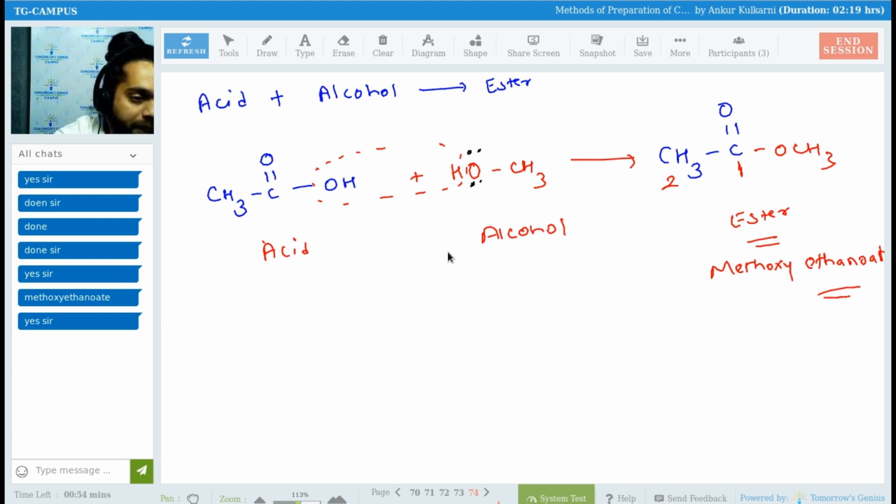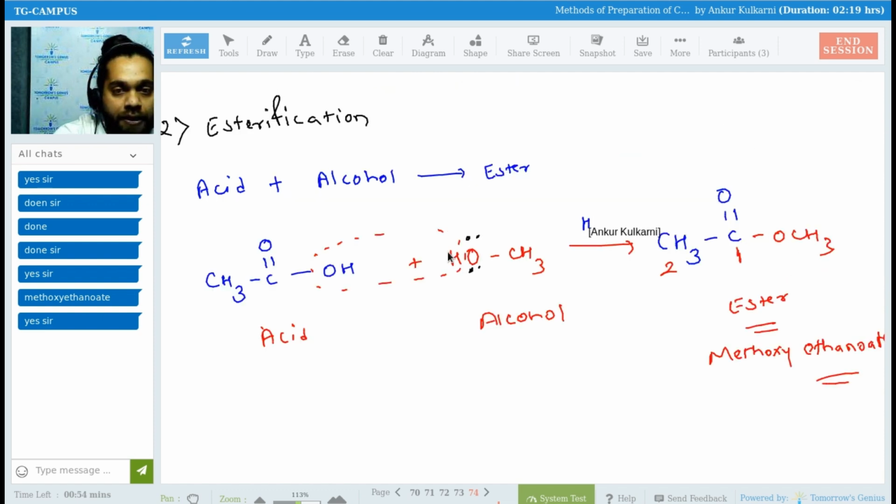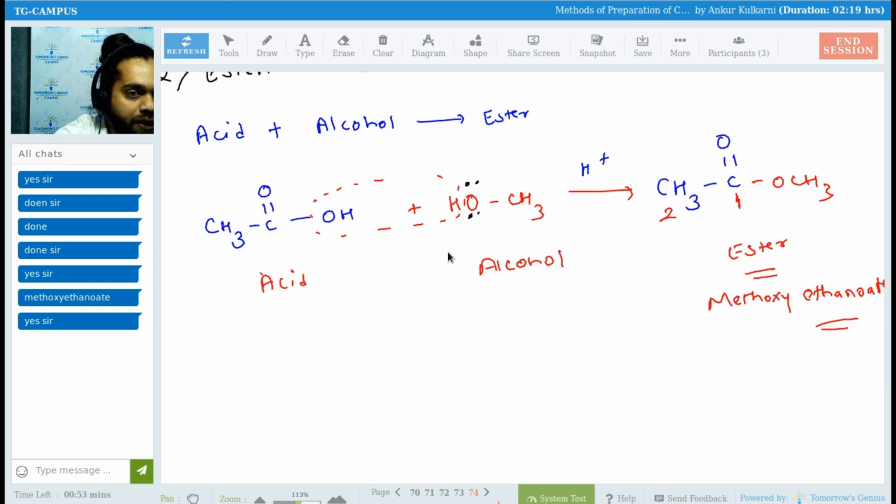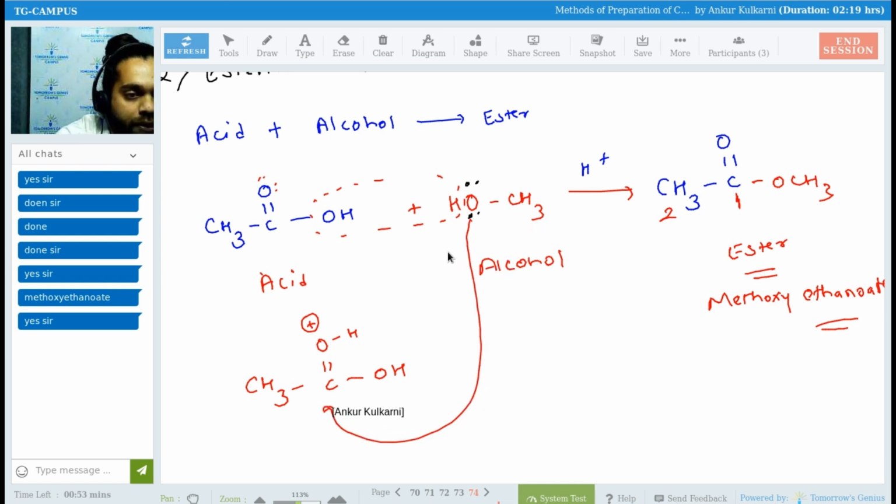And always remember one thing: esterification is done in the presence of acid. So what happens over here, Sasidharan? Oxygen has lone pairs. First thing that happens, it gets protonated. Now it requires electrons. So how does it get them? This methoxy group attacks over here. They get the electrons. Correct.